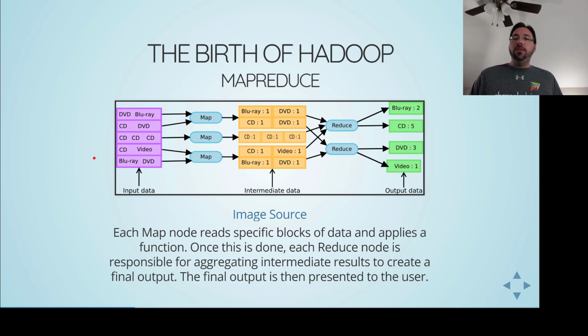Each one of those data nodes performs a map operation, that is filtering and sorting the data. What we want is to get a set of data where the key is the media type and the value is something. Because I'm aggregating, I'm just getting a count, that value, it's fine for it to be just a number 1.